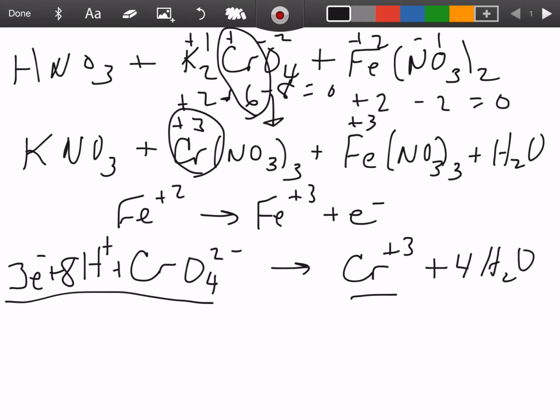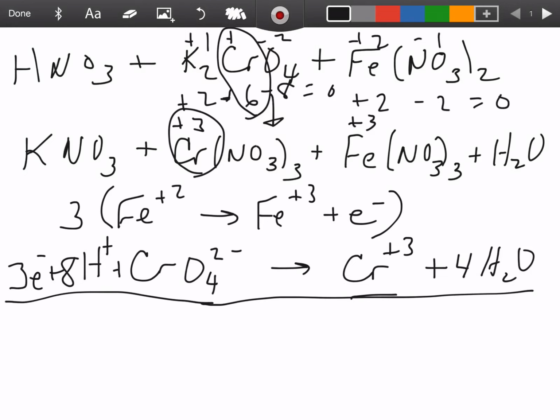But the other thing we recognize is that we have 3 electrons in one half reaction and 1 electron in the other half reaction. And it turns out that you cannot have differing numbers of electrons. You have to have the same number of electrons. And so the easiest way for me to get 3 electrons on both sides is for me to simply multiply this whole half reaction of iron by 3.